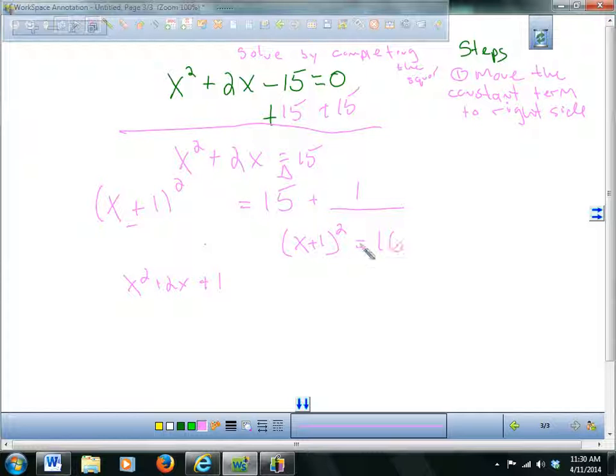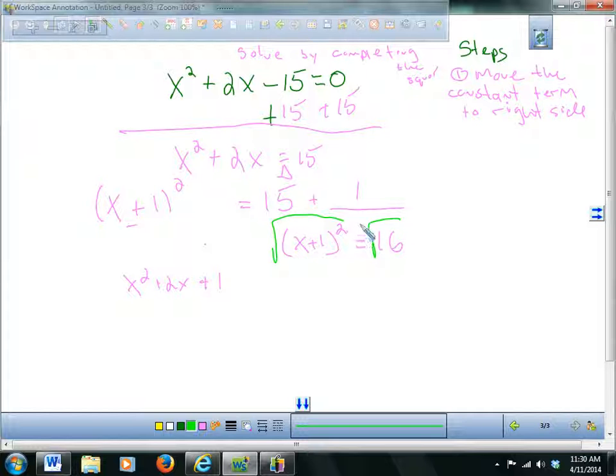16. How do I solve an equation like that? Here's another tricky step. What do I do? No factor. You square root it. The opposite of squaring something is square rooting it. Okay? You square root both sides.